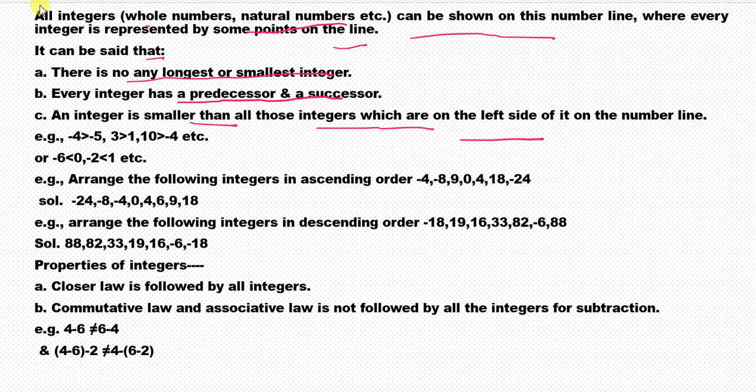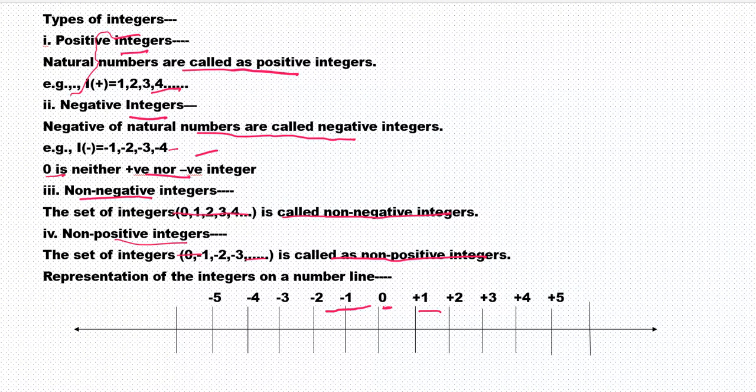It means -4 is greater than -5. 3 is greater than 1. 10 is greater than -4. You can see on the number line here. -4 is greater than -5, -3 is greater than -4, -2 is greater than -3, -1 is greater than -2, 0 is greater than -1. Similarly, 1 is greater than 0, 2 is greater than 1, 3 is greater than 2, 4 is greater than 3, 5 is greater than 4.